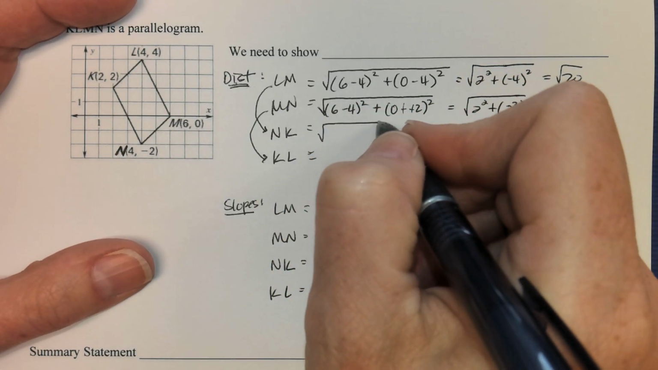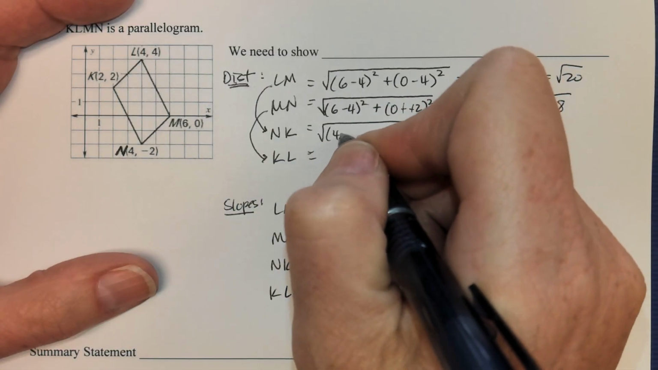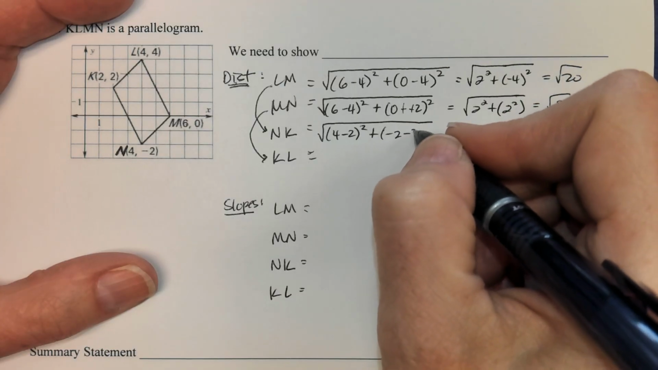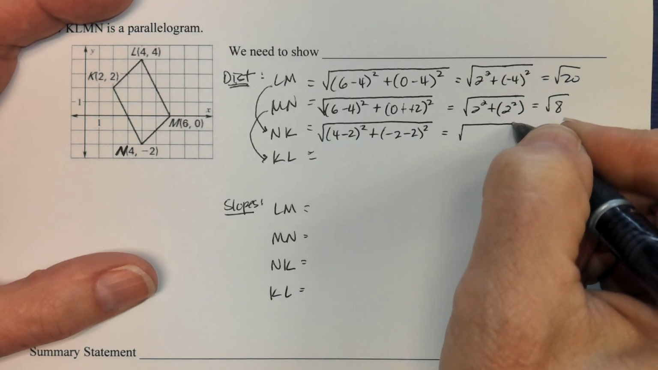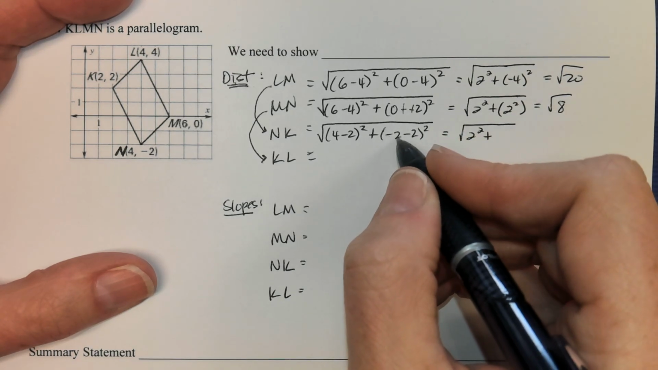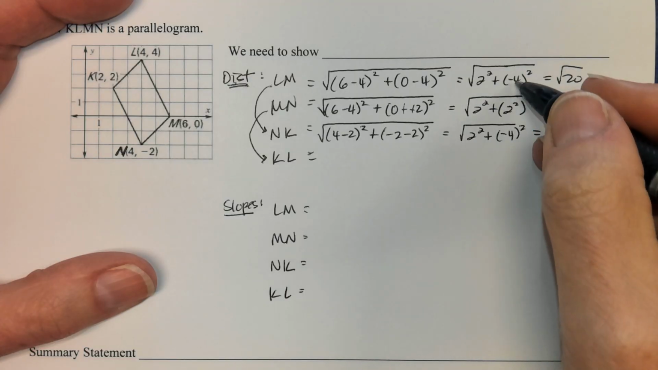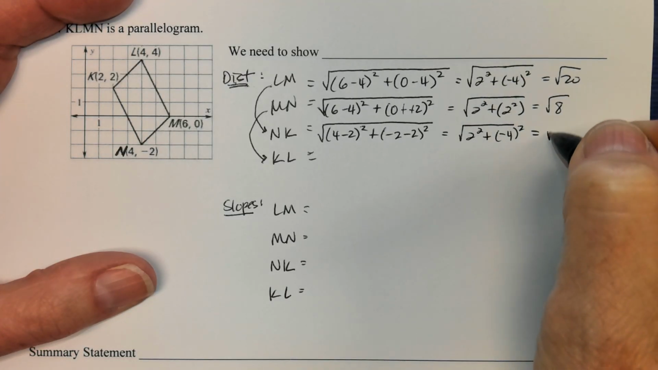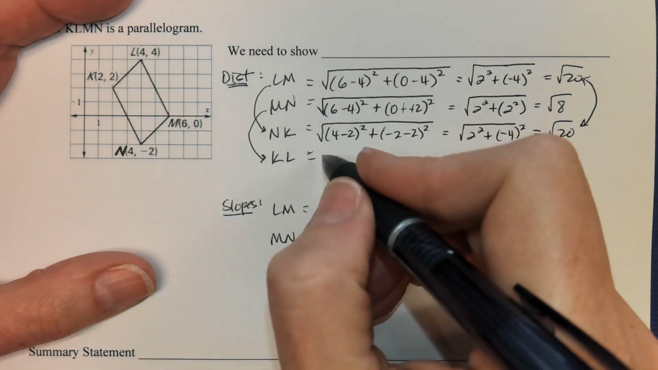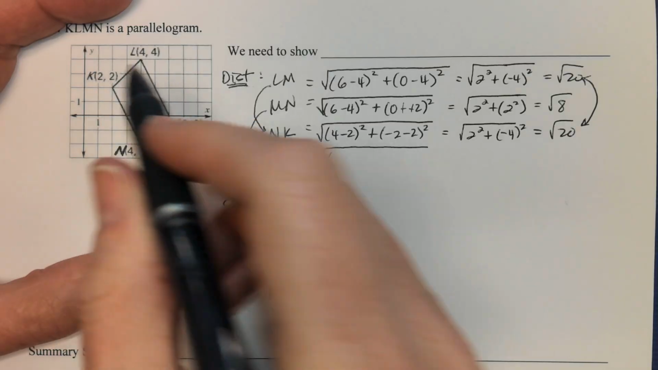We're up to NK. So from N to K, I'm going to do 4 minus 2. I'm going to do negative 2 minus 2. So first I have 4 minus 2, which is 2 squared. And I have negative 2 minus 2, which is negative 4 squared. And I can already tell those 2 are the same. I got a 2 and a negative 4, so I'm going to get square root of 20. So yay, did it. They're a match. Let's check the last one. So from K to L, I'm going to do 4 minus 2.